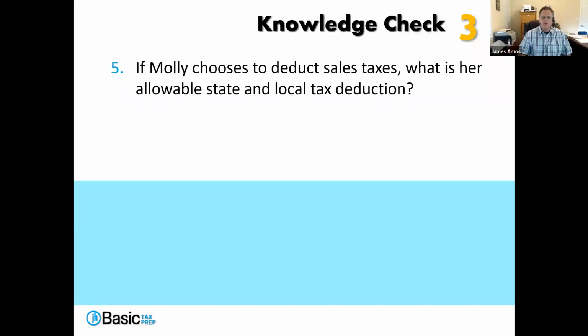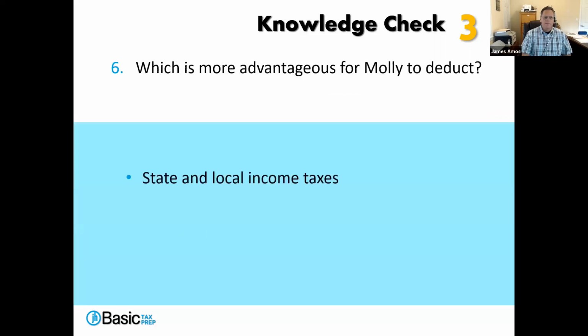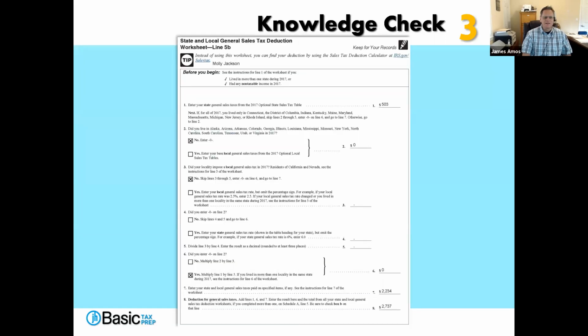If Molly chose to deduct the sales tax, what would that amount have been? $27.37. Which we already calculated. Yeah. Perfect. Okay. Well, that was nice. They gave us the answer. What's more advantageous? State and local income taxes. That's nice. We already knew that. And this is how you calculate it. But notice how we were able to do it even without the worksheet.